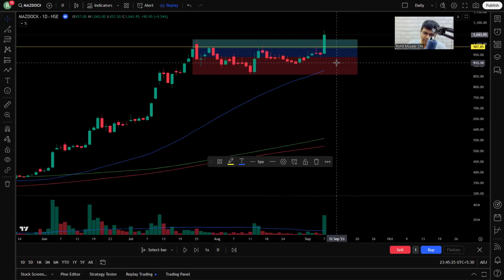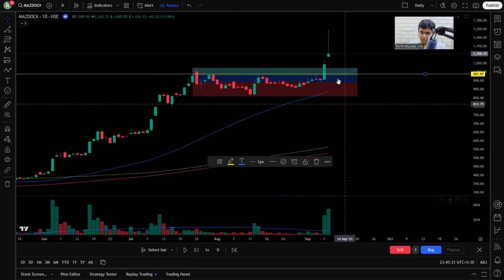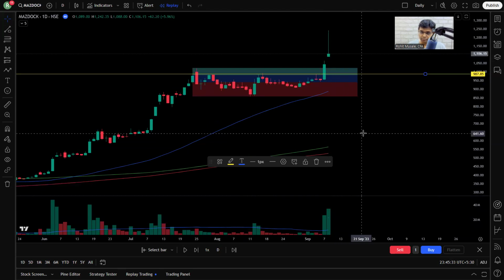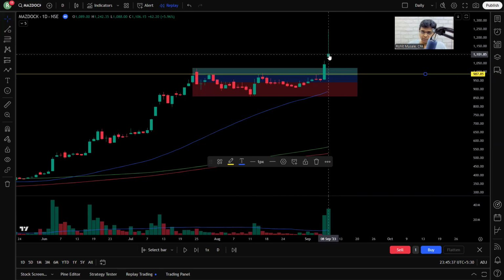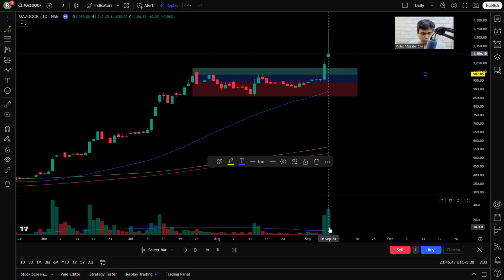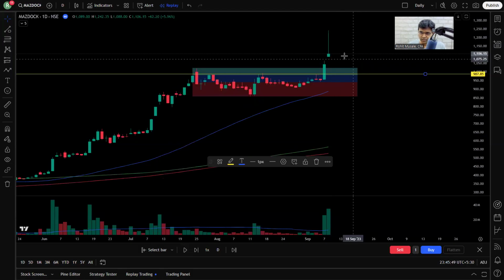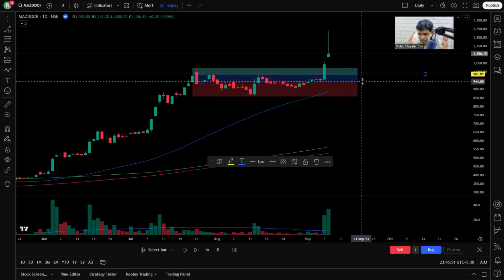Now look at the immediate next candle. Look what happens here. Now this is super high volume, even higher than this. But what about the closing? Remember, I talked about color doesn't matter. Look here, color doesn't matter. Where is the closing? The closing is near the low of the candle, right? And high volume. So high volume, weak closing indicates supply. So probably after this, the price would have started to fall.